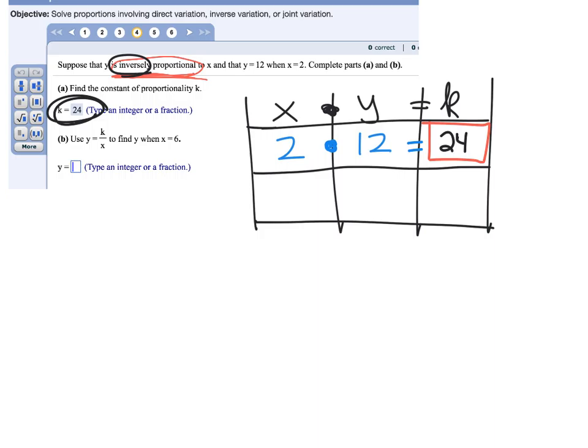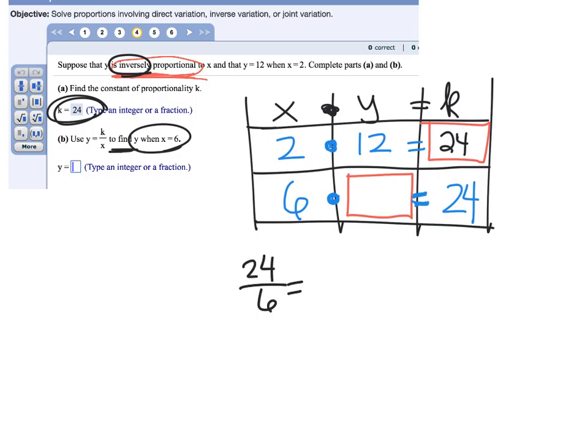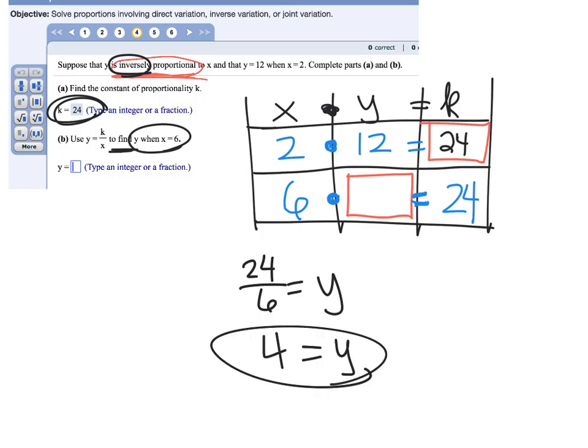So now it says, find y when x is 6. Well, if we know that x is 6, we're supposed to figure out what y is equal to. Now, we have to remember that k is 24. So basically, this is saying 6 times something equals 24. So all we have to do is a little bit of division. 24 divided by 6, that's going to give us y. So we know that y is equal to 4.